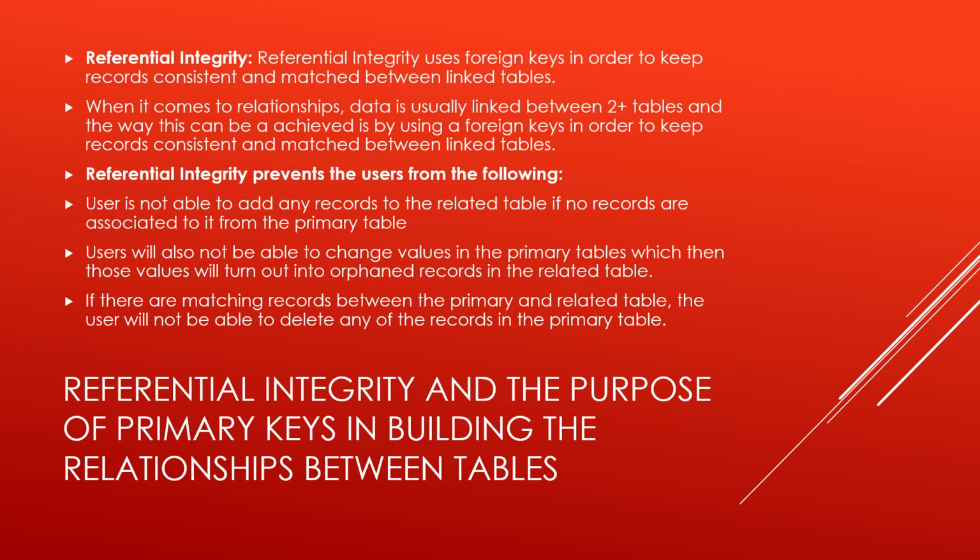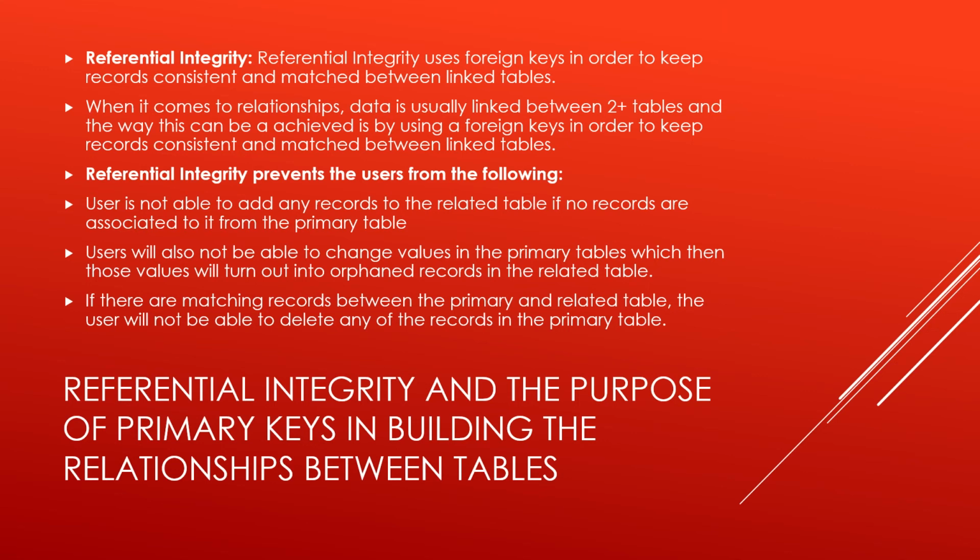Referential integrity uses foreign keys in order to keep records consistent and match between linked tables. When it comes to relationships, there is usually a link between two or more tables, and the way this can be achieved is by using a foreign key in order to keep records consistent and matched between linked tables. Referential integrity prevents the users from the following.